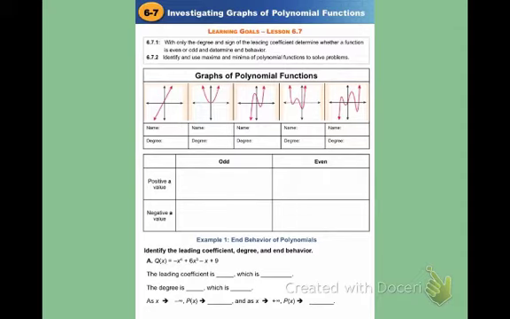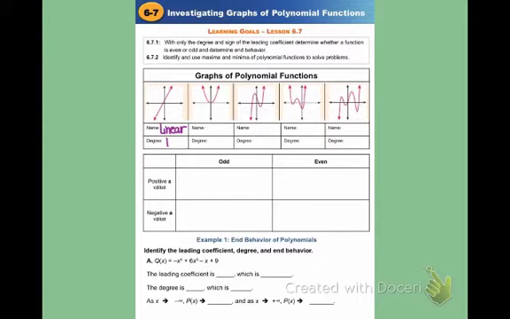Okay, so now that you got to see a little bit about these different graphs, let's take a look at each one of these types of graphs individually. This first graph, this graph that looks like a line, is just that. It is a linear function, and it would be a degree 1 equation.